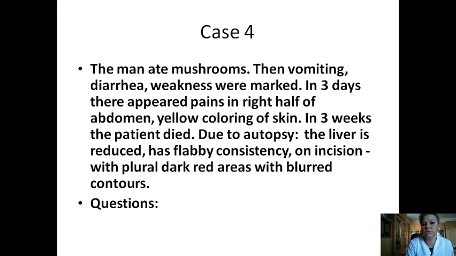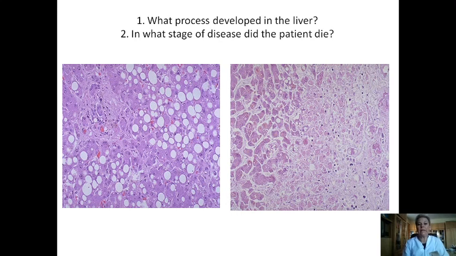At autopsy, the liver is reduced, has flabby consistency, on incision with dark red areas with blurred contours. Questions. In those photos, you can see histological examination of diseases in the liver. On the left side, first stage; on the right side, second stage. Which process developed in the liver and in what state of disease did the patient die?